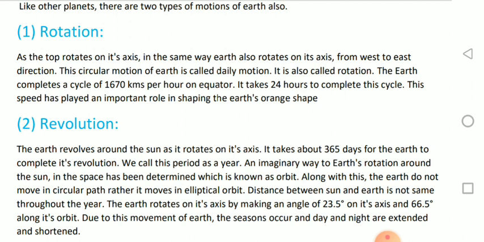Rotation. The earth completes a cycle at a speed of 1670 km per hour on the equator. So what is the speed of the earth? 1670 km per hour on the equator. It takes 24 hours to complete this cycle. This speed has played an important role in shaping the earth.